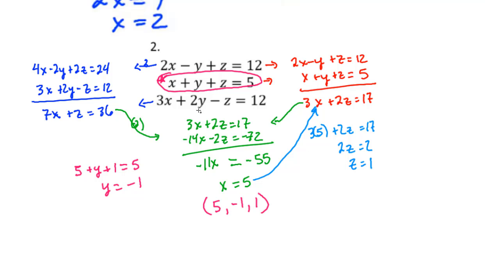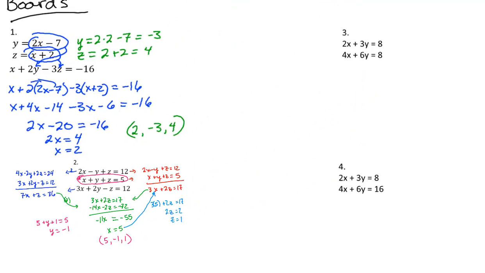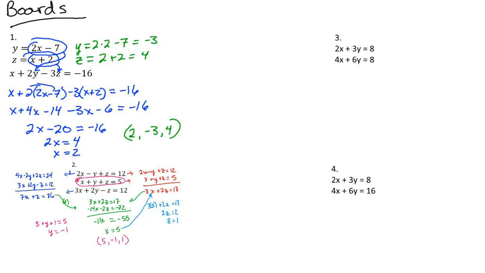We should note that if you chose to get rid of the z's, you'll have a different second step and a different third step down here, but you will end up with 5, negative 1, 1. Great. All right, let's look at number 3. Number 3 and number 4, we put in here to make sure you had some practice with no solution, all real numbers. Let's see if you got it right.